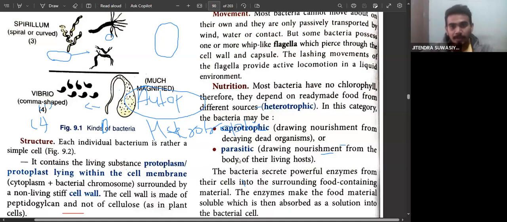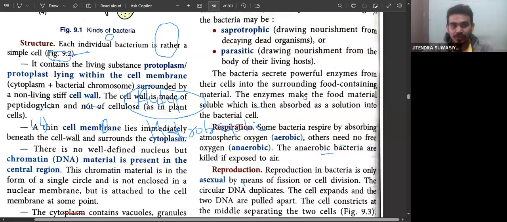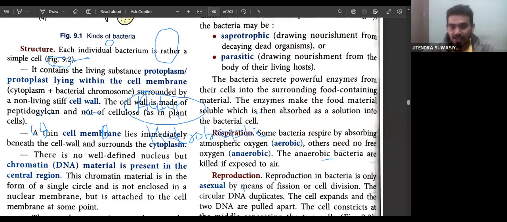The bacteria secrete powerful enzymes from their cells into the surrounding food-containing material. The enzymes make the food material soluble, which is then absorbed as a solution into the bacterial cells. So bacteria secrete some powerful enzymes. If they want to get food from the heterotrophs, what will they do? They secrete some material, and those are the enzymes. What are enzymes? These are chemicals used to degrade other materials, and from that they get the food.